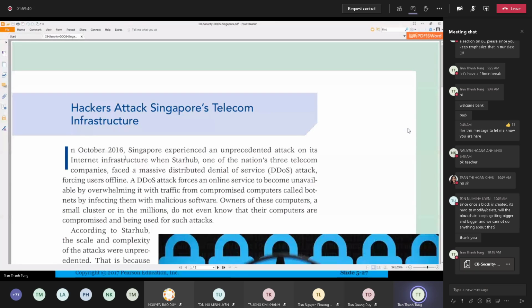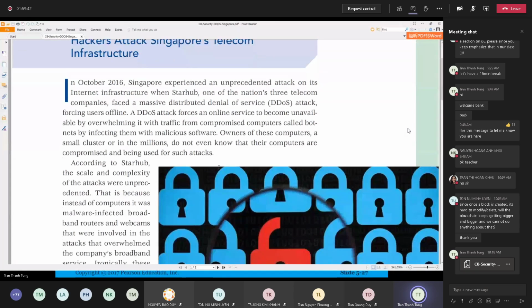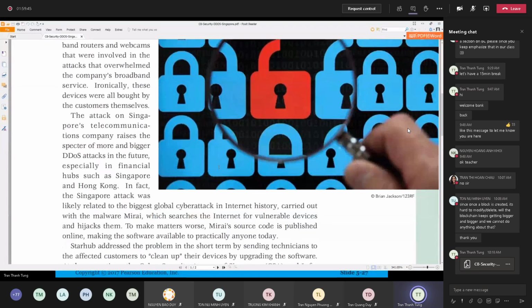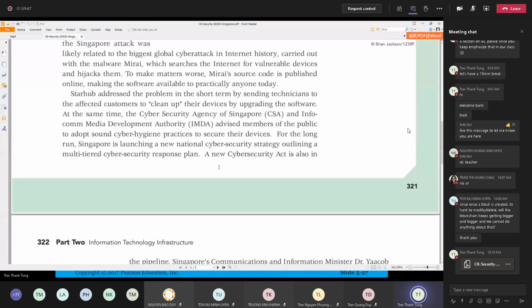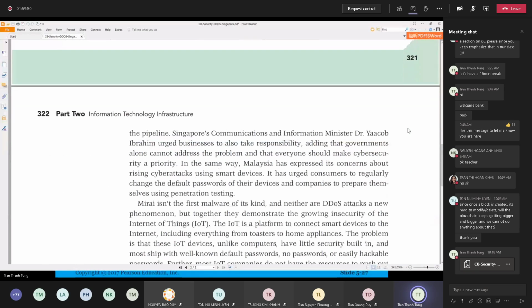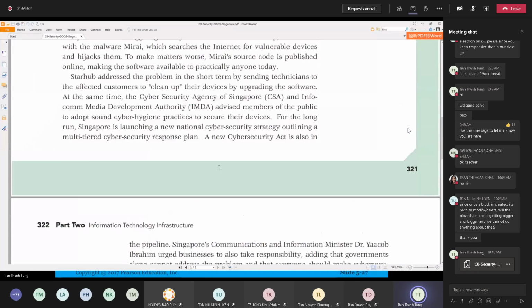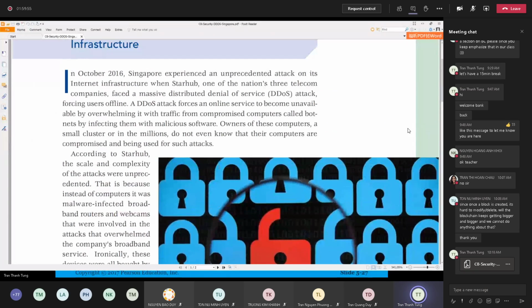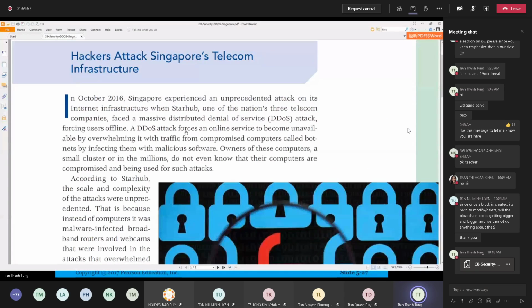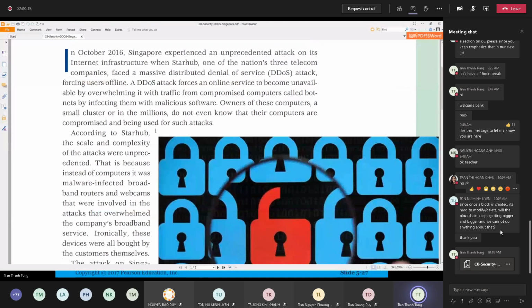I try to finish this section with this one. This is a case study on the hacking of the internet in Singapore. What we see is that they performed a DDoS attack, which means a distributed denial of service. They attacked the internet connection and the services of Singapore. But please read it at home.